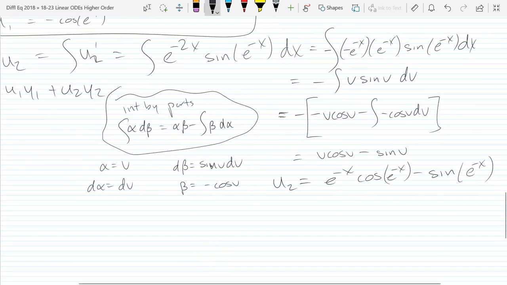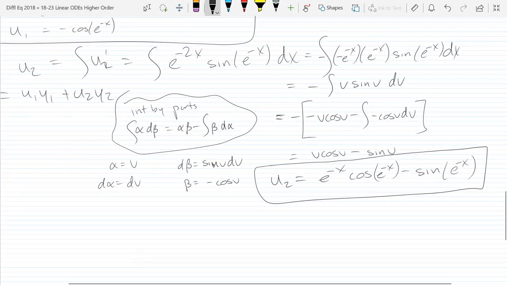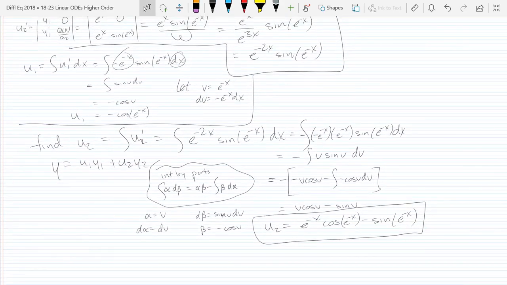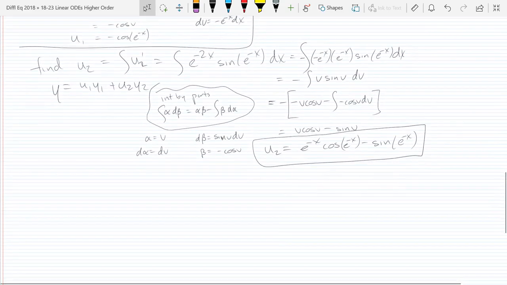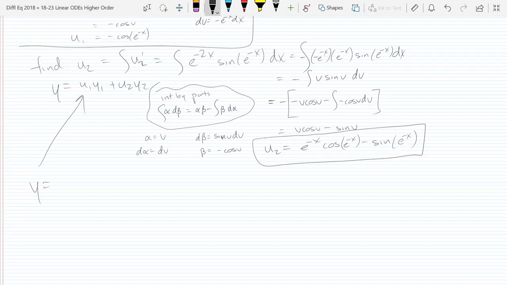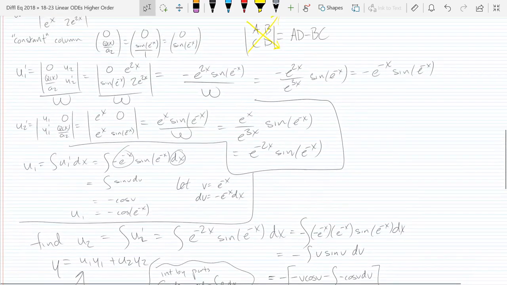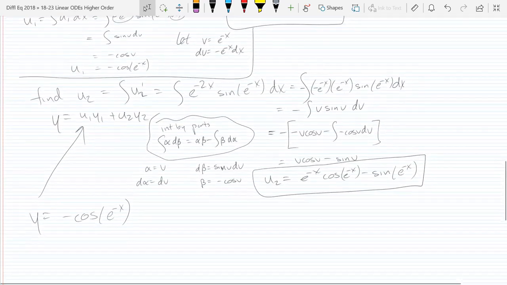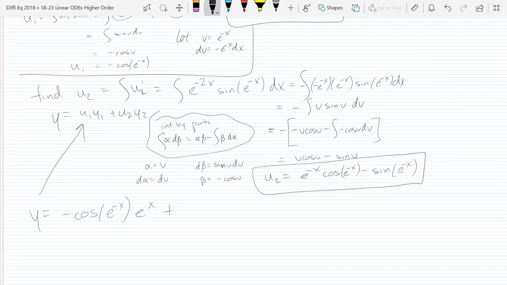So this is u2. Should be linearly independent from u1. Looks like it is. All right, so we can write our final y. I'm just rewriting from up here. So our u1 was negative cos e to the negative x. y1 was way before, y1 is e to the x. Plus u2 is way more complicated: e to the negative x cos e to the negative x minus sine e to the negative x. And then this y2 was e to the 2x.